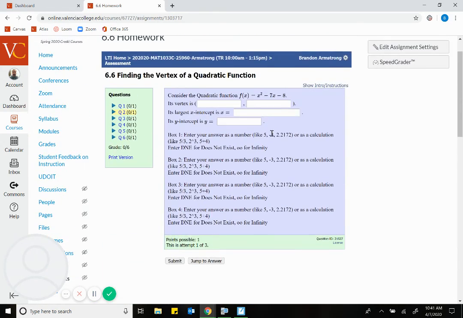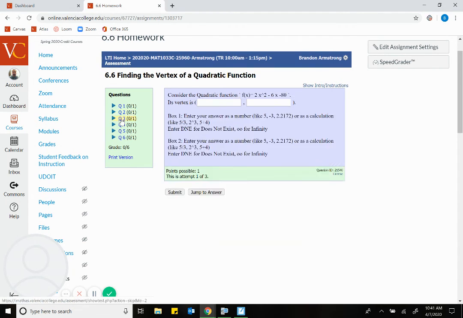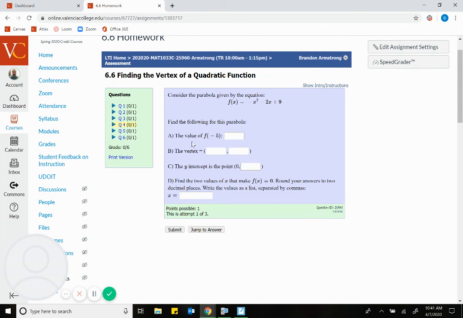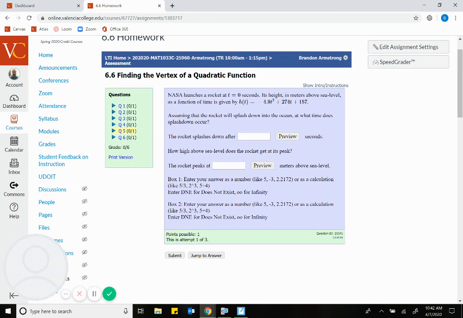So there's that question, finding x-intercepts, y-intercepts. We just talked about that. Okay. Find the vertex. Here we go. Finding the value of f of negative 5. So again, they just want you to plug in, find the vertex, find the y-intercept. We already know how to do that. Okay. And then you're going to get to some word problems in 6.6.